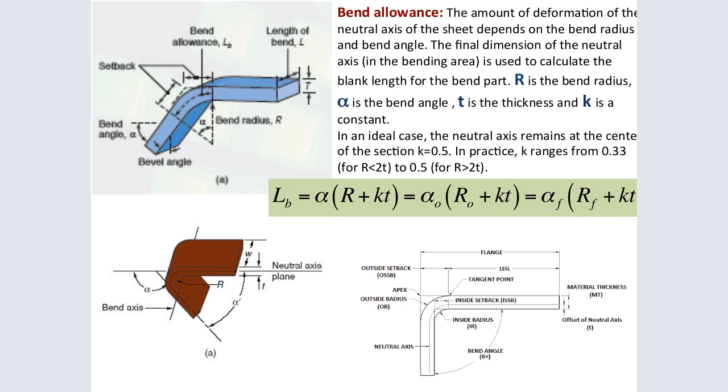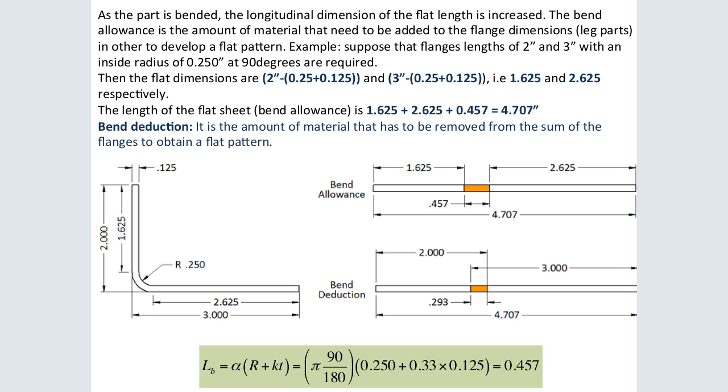The bend allowance is the amount of deformation on the neutral axis of the sheet, depending on the bend and the bend angle. So the final deformation, or the dimension of the neutral axis in the bending area, is used to calculate the blank length. So these are the calculations, though the calculations for bending will not always be needed in your exams.